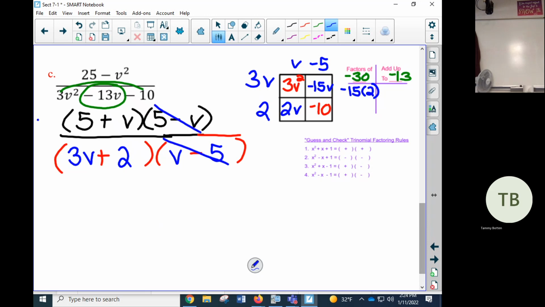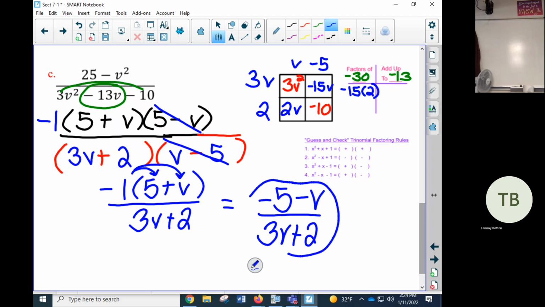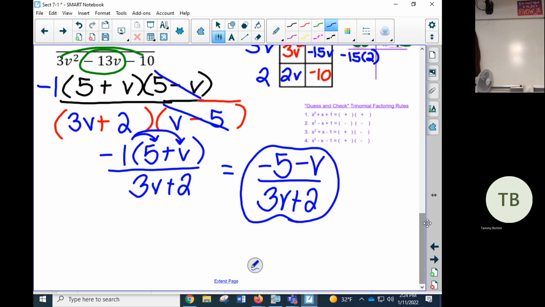Yep, as long as I put a -1 out front, right? I can get rid of those. So on top I have -1 times 5 plus b, and on the bottom I have 3b plus 2. Now honestly, that's not the end of the world if you were to leave it like that, but your book is going to distribute this and get -5 minus b over 3b plus 2. And that's your answer. Okay? All right.